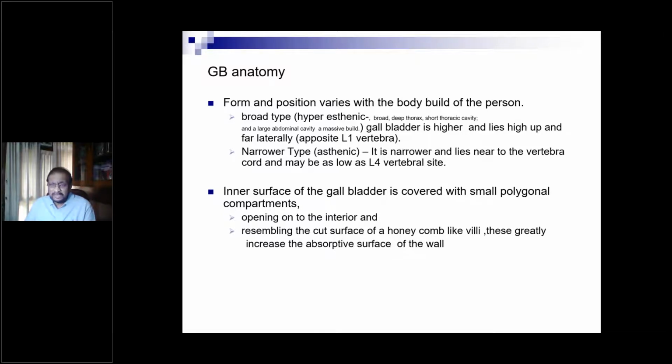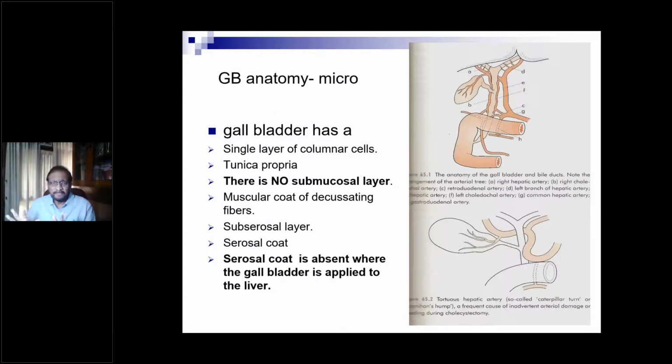The inner surface of the gallbladder covers small polygonal compartments opening onto the interior, and that resembles comb-like, honeycomb-like villi, which are helping the absorption. Now, here comes the first change in the anatomy. The anatomy changes in that there is no submucosa in the gallbladder. It starts from inside out with a single layer of columnar cells, the tunica propria. But there is no submucosa out here.